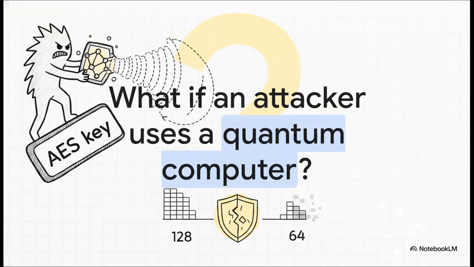So implementation is absolutely everything. But before we get to the final developer checklist, we have to ask the elephant in the room question. What if an attacker has a quantum computer? AES is incredibly secure today against classical computers, but there is a quantum computing method called Grover's algorithm. Grover's algorithm effectively halves the mathematical strength of symmetric encryption keys. So a 128-bit key would theoretically only offer 64 bits of security against a full-scale quantum attack. And in the cryptography world, 64 bits is just not enough. Therefore, to truly future-proof our systems, 128-bit keys will eventually be totally insufficient.